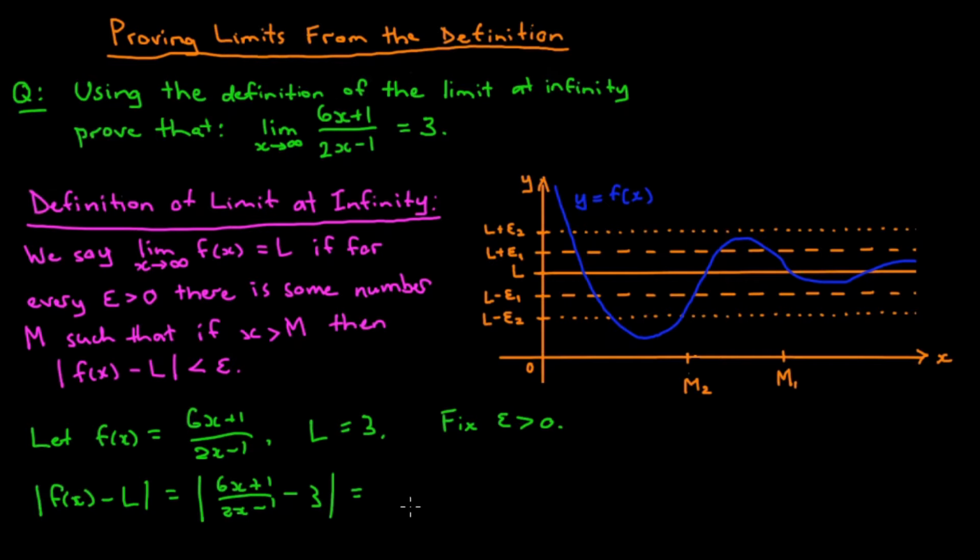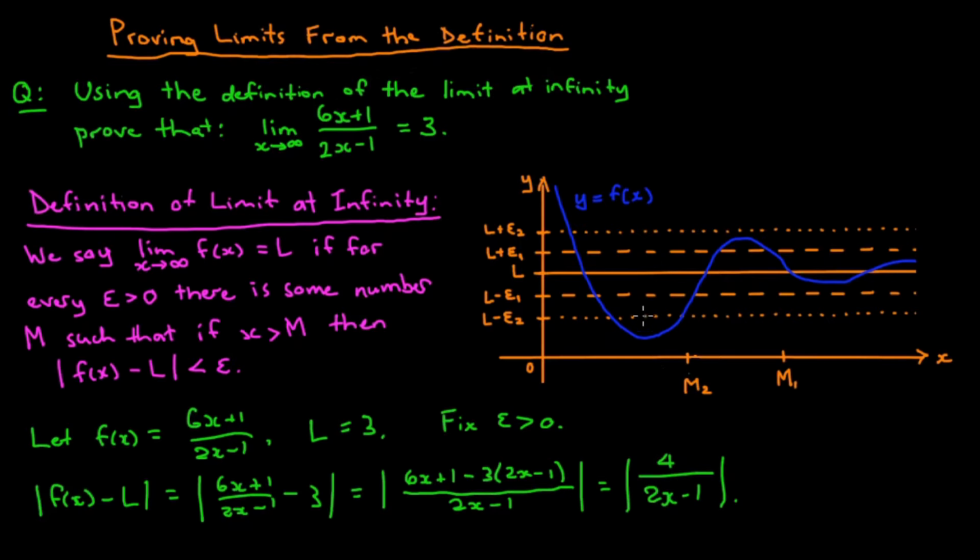Okay, we'll take a common denominator of 2x minus 1, and we get 6x plus 1 minus 3 times (2x minus 1), all over 2x minus 1. Now we'll simplify the numerator. We have 6x minus 6x and 1 plus 3, which gives us 4, over 2x minus 1.